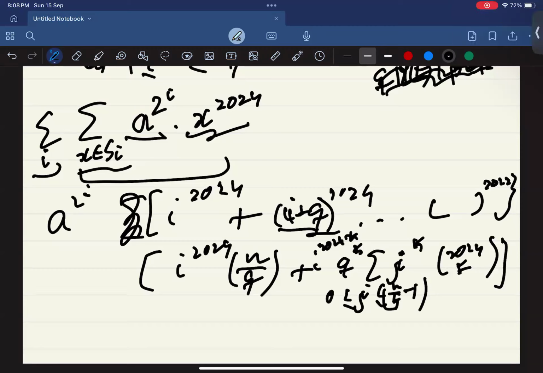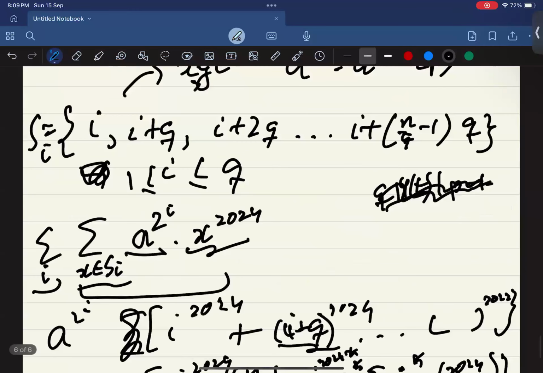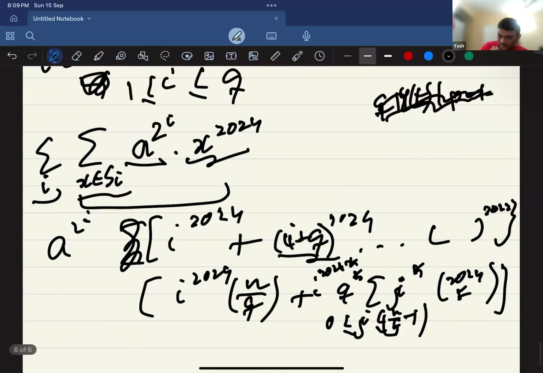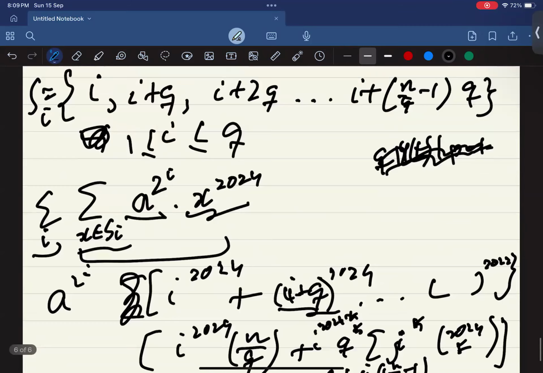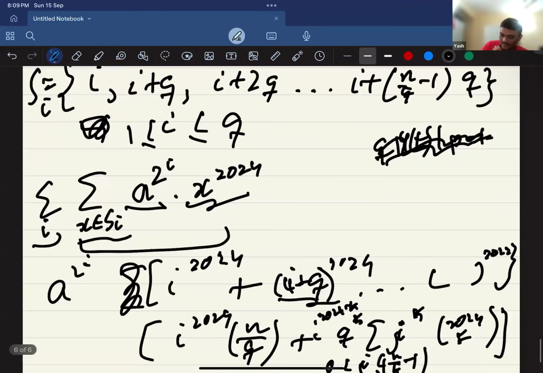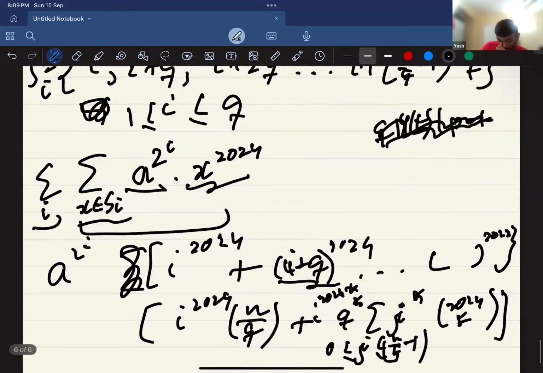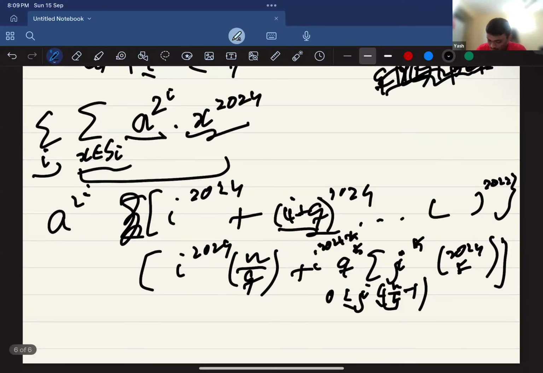Could you show the Si definition once? Oh, okay, yeah. I think I messed up something. So you see that this is true, no? I just took this q, factored it out, k, and then this j was basically 0 to n by q minus 1. You see it, no?